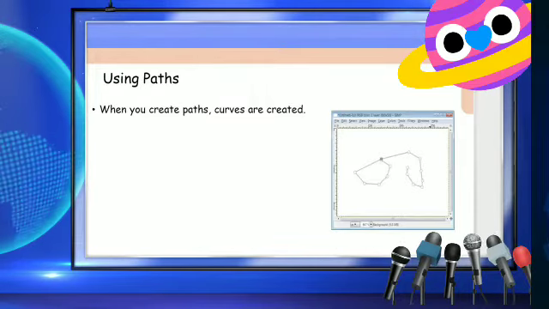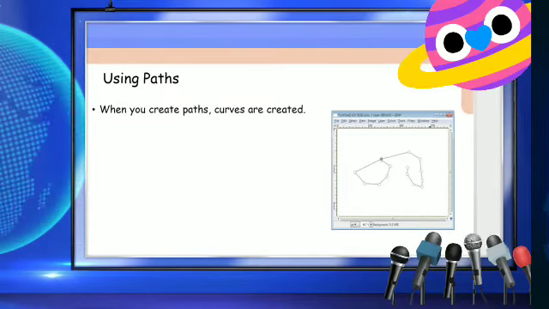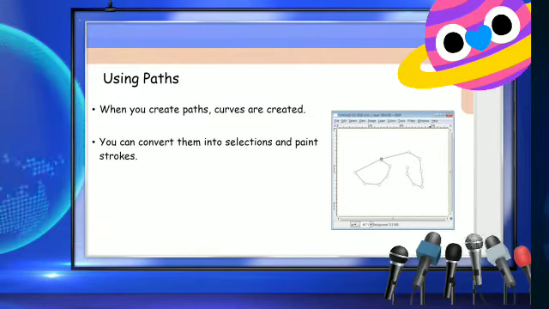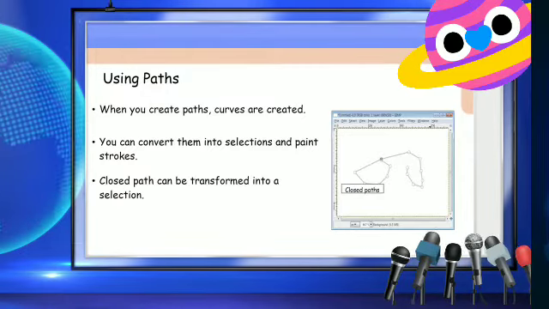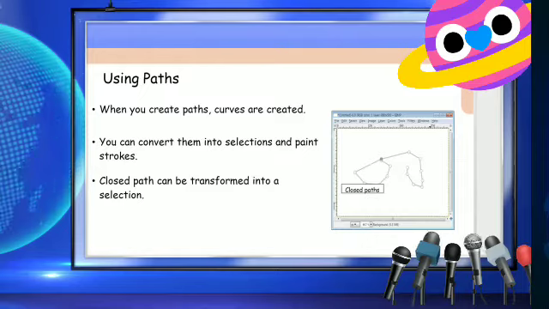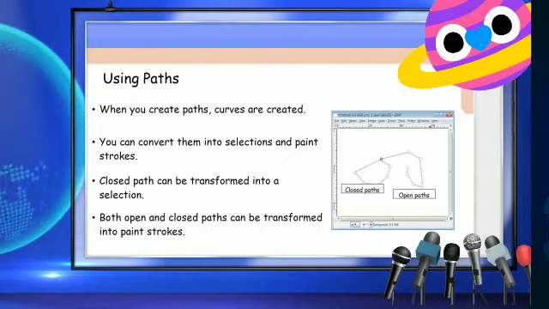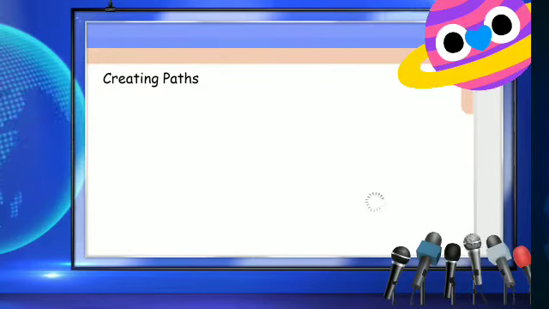And see, when you create paths, curves are created. It means you can create your own path where you want. You can convert them into selections and paint strokes. A closed path can be transformed into a selection. So this one is your path, closed path, open path. Both open and closed paths can be transformed into paint strokes. So you can draw your path, creating paths.